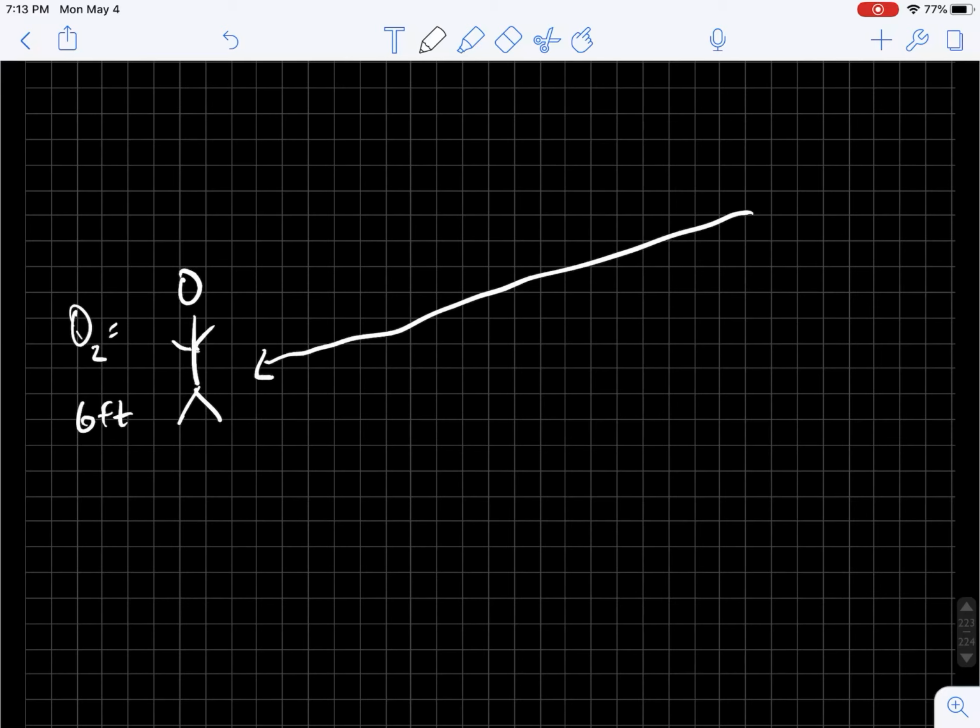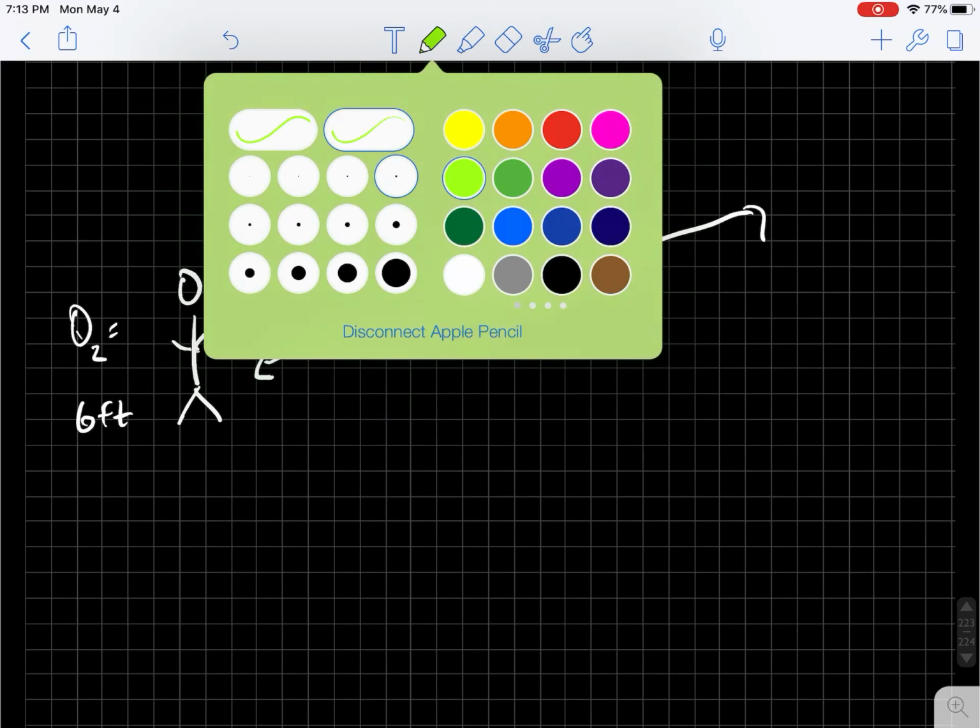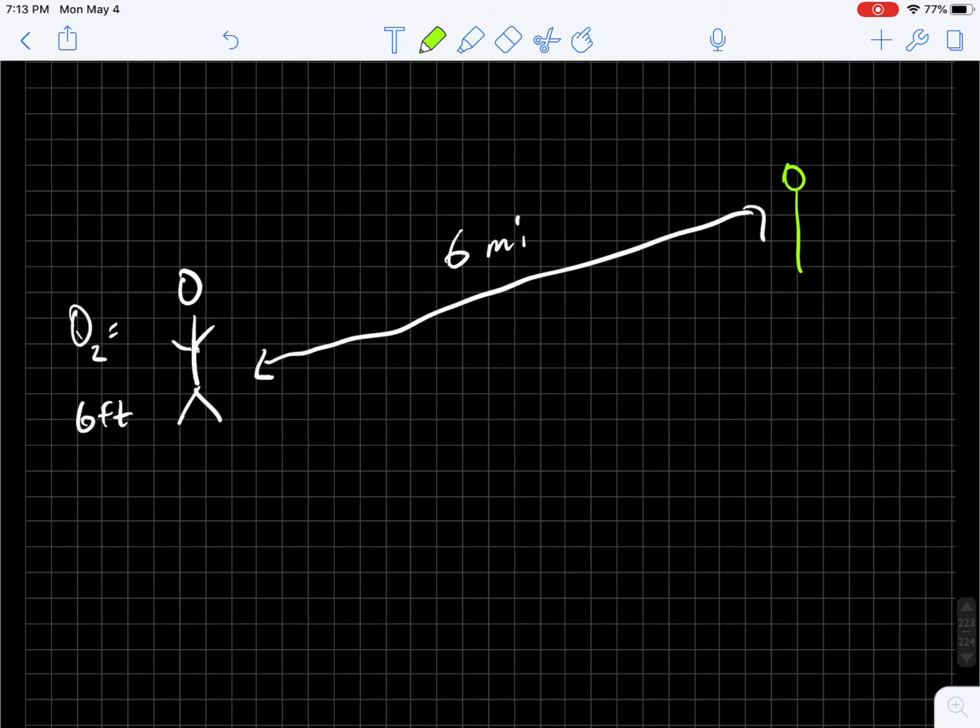All right, so we got our little 6-foot-tall oxygen particle right here, right? And we said that if oxygen is 6 feet tall, then the mean free path, the next nearest particle on average, is going to be 6 miles away. And so we put our other little oxygen particle over here, 6 miles away.